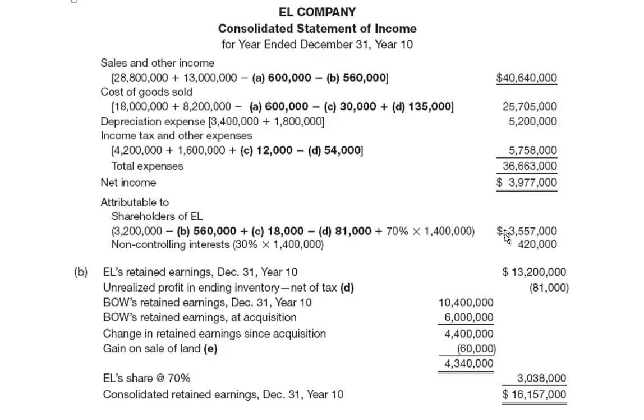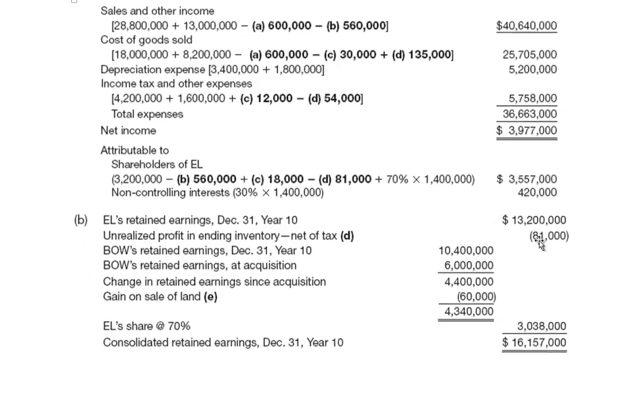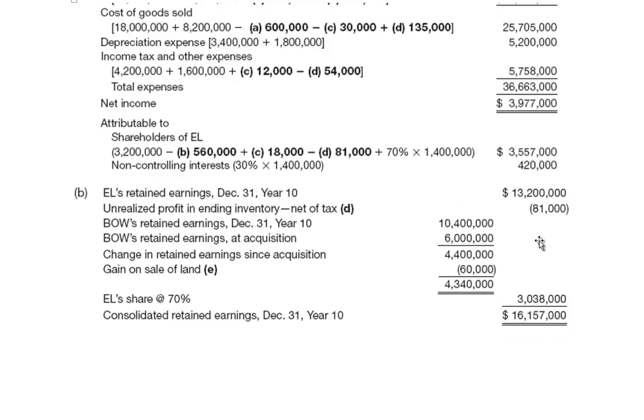So you could take these numbers here that I'm pointing to, you could take them from your calculation of consolidated net income when you did the attribution up there. Now the last thing we're going to do here is to calculate the ending balance of consolidated retained earnings. Now, we can do this the same way we calculated our consolidated net income.